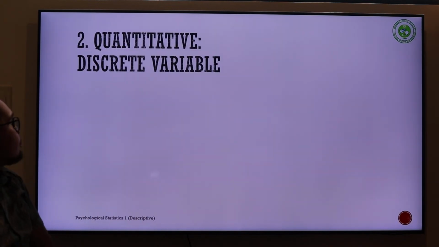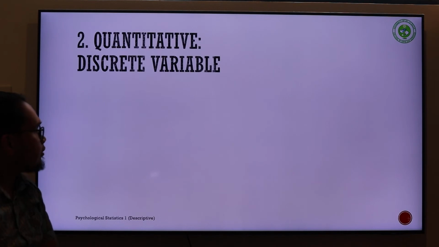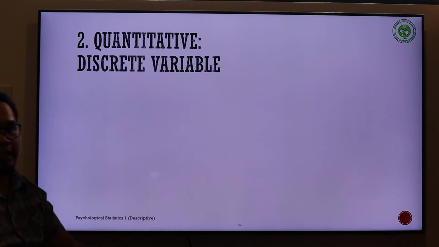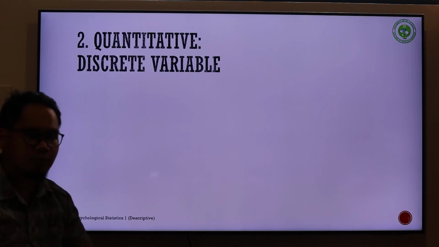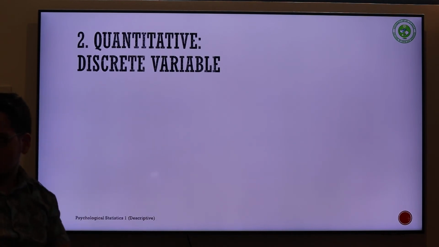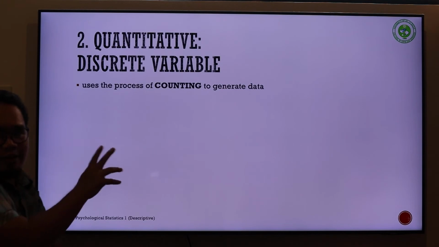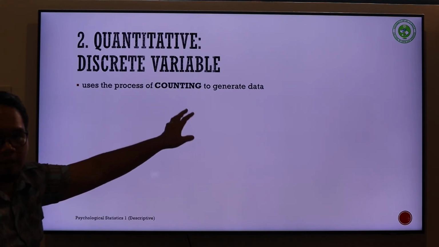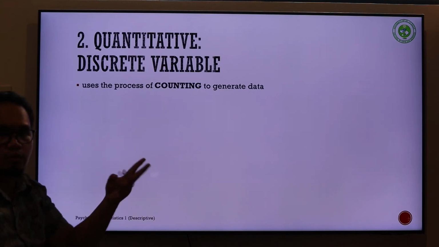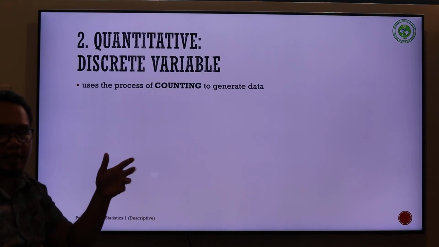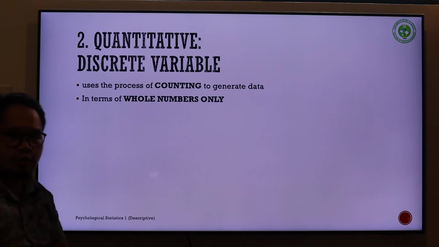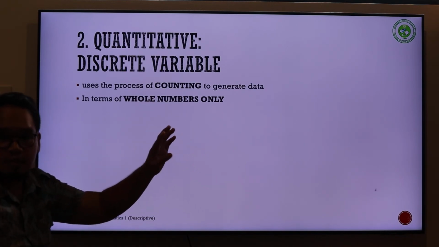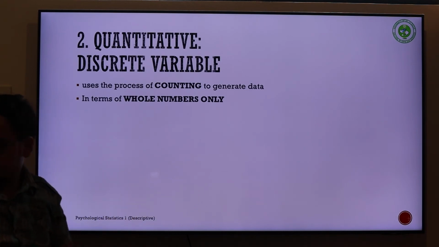So first, let's consider quantitative discrete variables. Maybe we can call it directly discrete, since quantitative is quite confusing because it has two options. So we have discrete variables. How can we generate data? By making use of counting, the process of counting. We count 1, 2, 3, 4, 5, 6, 7, 8, 9, 10, and so on. So we count to determine the data. It is in terms of whole numbers only because, my goodness, we don't count in decimals.